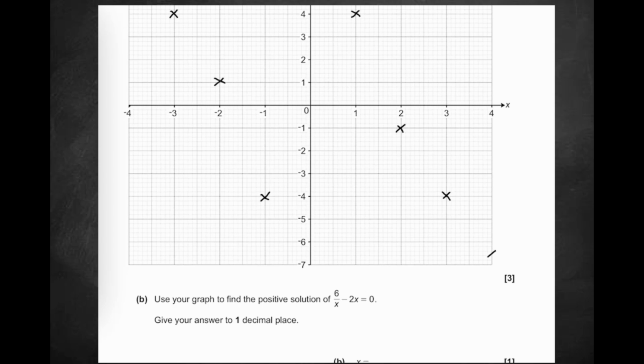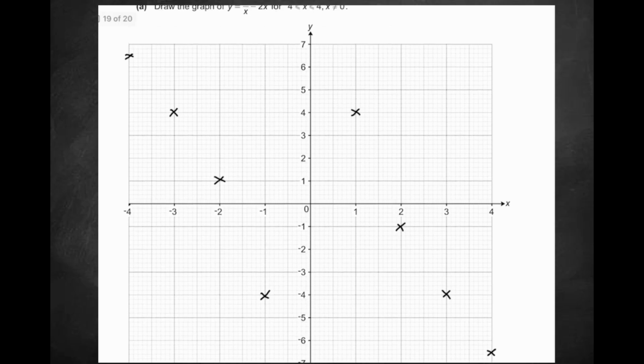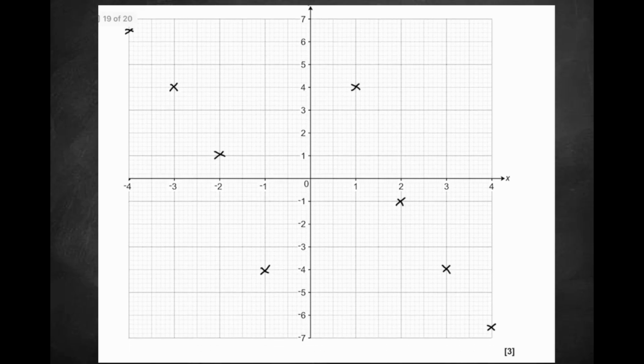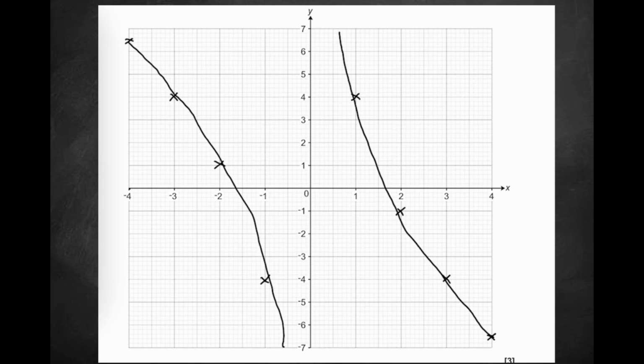Now what we know here is that x never is 0. So the key here is to not let it touch the y-axis. So I'm going to draw my lines just like this and this, curving away from the y-axis to make it obvious that they're not going to touch.